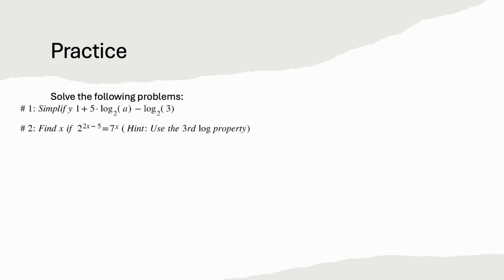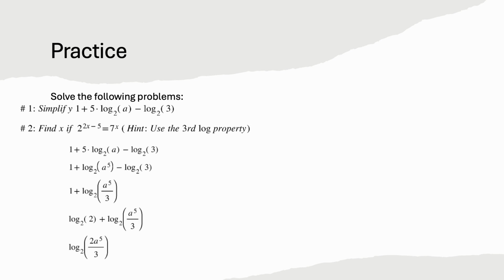Simplify 1 plus 5 times log base 2 of a minus log base 2 of 3. And so in here, the trick is we're going to use a whole lot of log properties. The first thing that's sticking out to me is we have 5 times a log. And because of our third log property, we know we can put that 5 up in the exponent here. And so we have log base 2 of a to the 5th minus log base 2 of 3, because we can take whatever number is multiplying that log and put it in the exponent of the number itself, a.